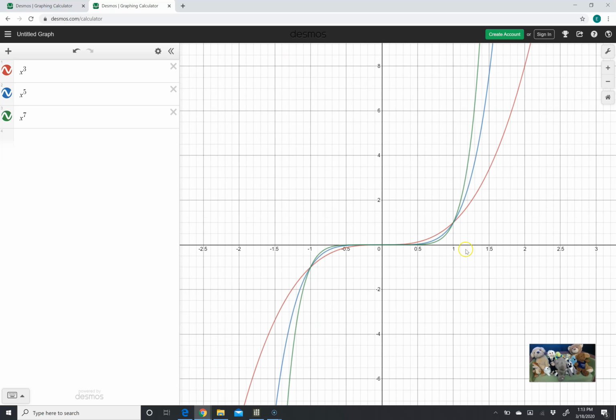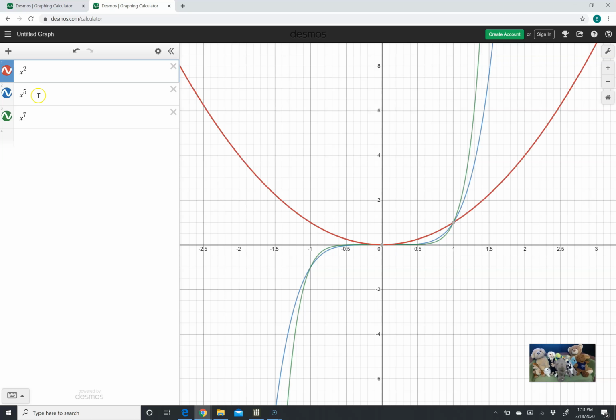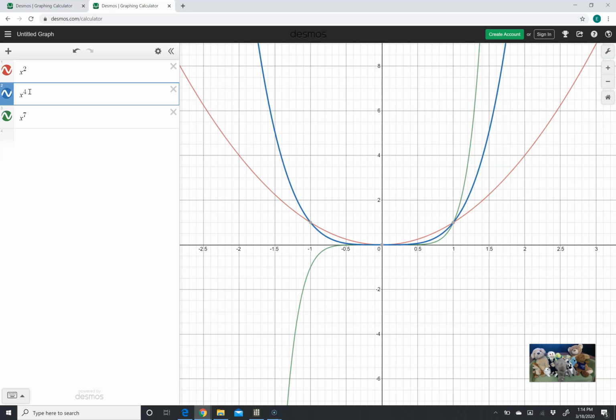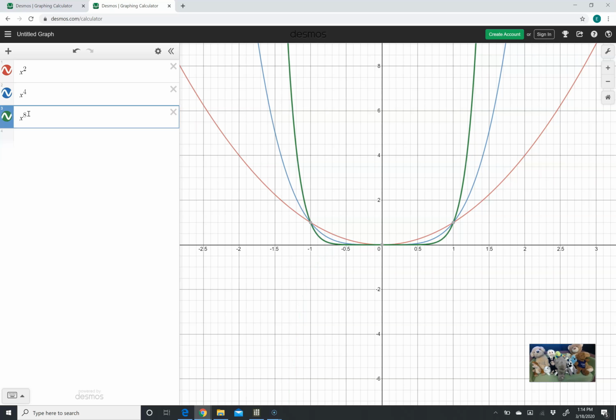We can do the same thing with x squared. If that's x squared, x to the 4th looks flatter. And if we go all the way up to x to the 8th, you can see that as your power gets higher and higher, the graph will flatten at its turning point.